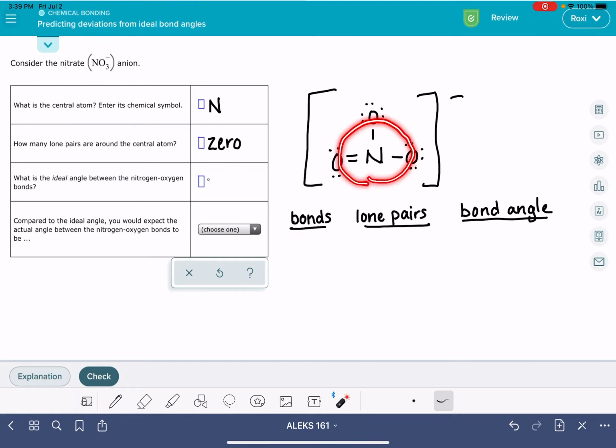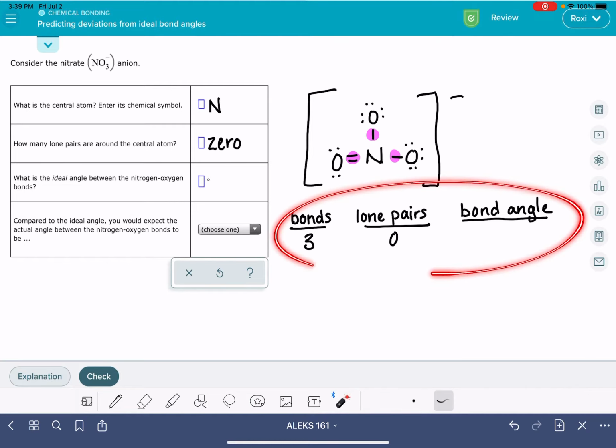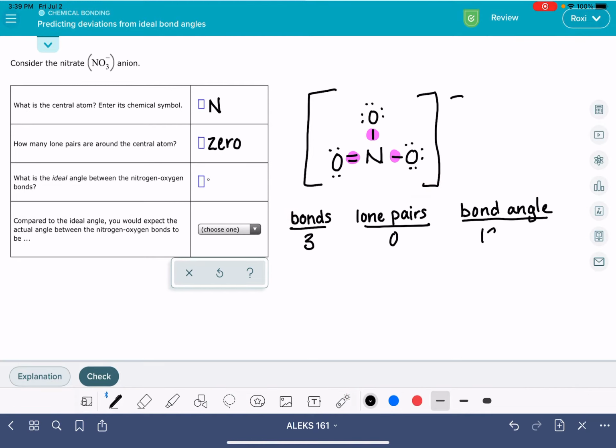So for our central atom, the number of bonds we have around the central atom are 1, 2, 3, 3 bonds. And we've already said that there are no lone pairs. And if you consult a table of information with this information, you will see that this is a 120-degree bond angle. So 120. And now it's saying, compared to the ideal angle, what would you expect the actual angle to be for this particular problem? So the actual angle is going to deviate based on the presence of lone pairs that might be on the central atom.